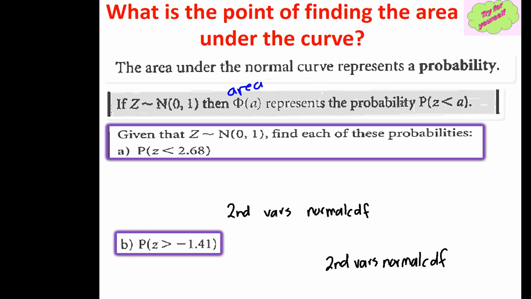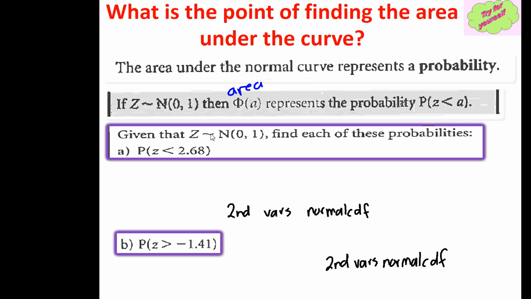Moving right along. So what's the point of finding the area under the curve? The area under the normal curve in real life represents a probability. So if Z is approximately normally distributed with a mean of 0 and a variance of 1, or standard deviation of 1, then this symbol here represents the area, or the probability. That funny symbol you might have seen earlier represents the probability that Z is less than A.